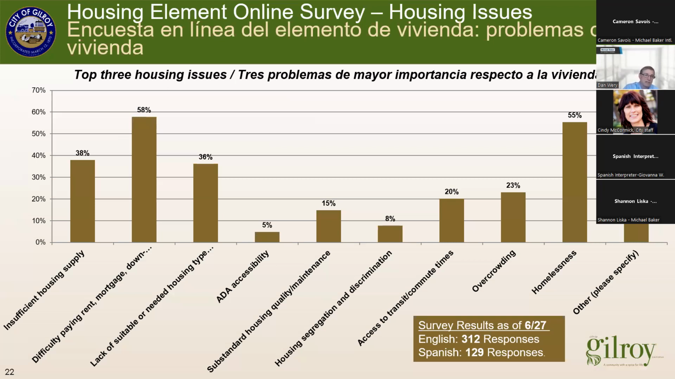So at the top of the list here, and this is both English and Spanish, is difficulty paying rent. That's the first column from the left. And then homelessness, those ranked high on both. And you see all the other categories in here: ADA accessibility, housing segregation, discrimination, access to commute times, that actually was pretty high. I'll note overcrowding was much higher in the Spanish surveys that just came in.